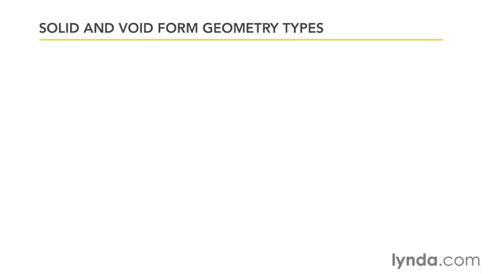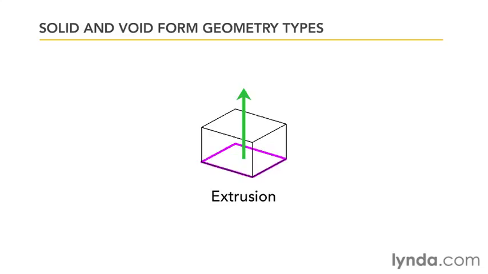So let's get into our inventory of forms. We're going to start with an extrusion. The extrusion we've already been introduced to in the previous chapter. It's a basic sketch-based form. You draw out a shape, any shape you like.